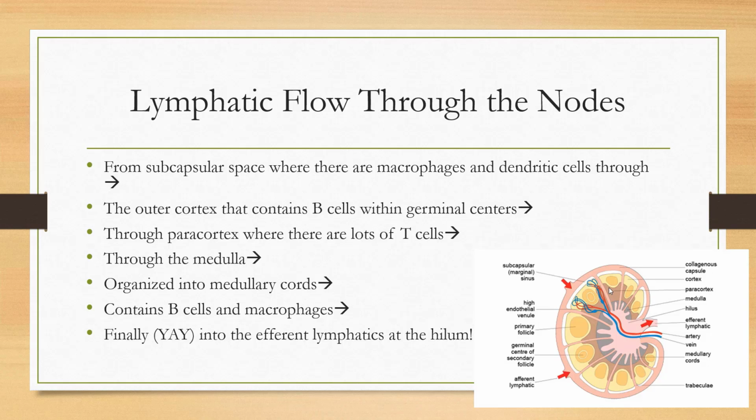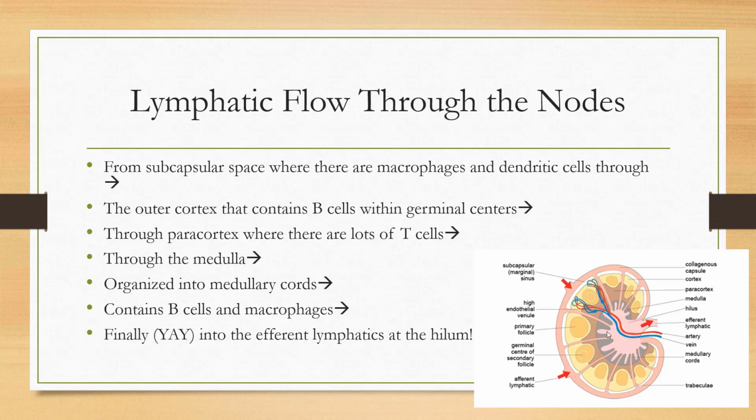Lymph will then continue through the lymph sinus towards an area known as the paracortex. So here's our paracortex we looked at before. The paracortex is dominated by T cells. Here, lymphocytes will leave the bloodstream and enter the lymph node by crossing the walls of blood vessels. After flowing through the sinus of the paracortex, lymph continues into the core or the medulla. The medulla contains B cells and macrophages.